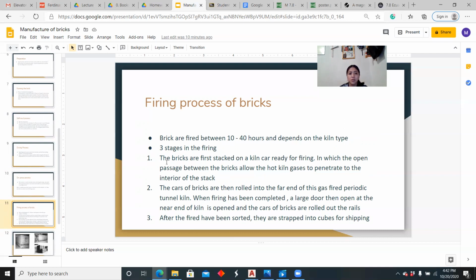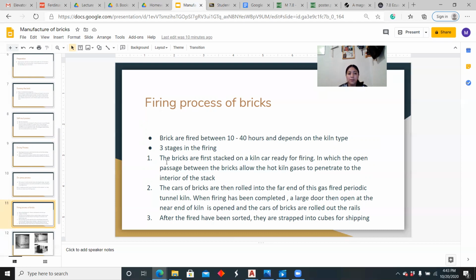The first stage is where the bricks are first stacked onto a kiln car ready for firing, in which the opening passages between the bricks allow the hot curing gases to penetrate to the interior of the stack. So in a brick, there are like three holes. So that's where the hot gases will penetrate to have a reaction to each brick.